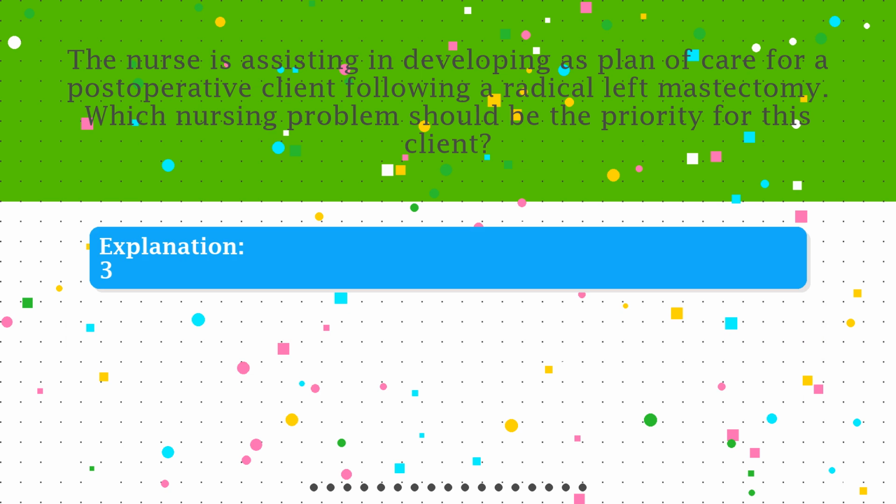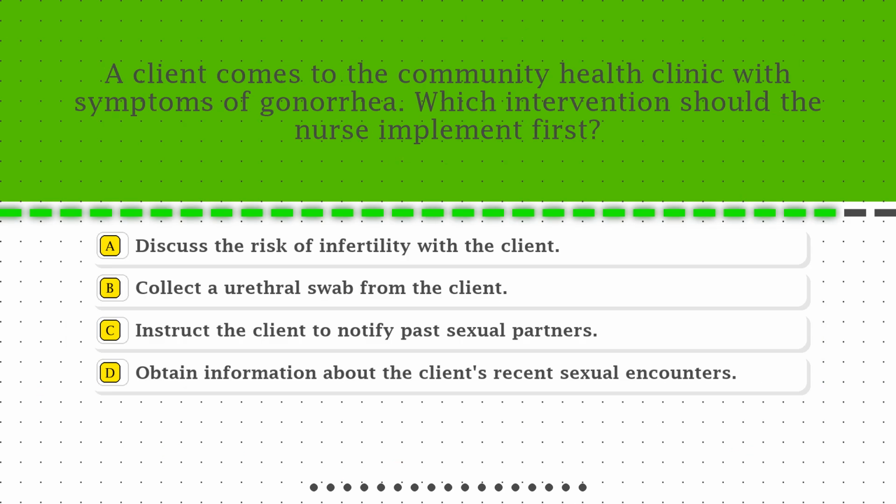Question 3. A client comes to the community health clinic with symptoms of gonorrhea. Which intervention should the nurse implement first? Option A. Discuss the risk of infertility with the client. Option B. Collect a urethral swab from the client. Option C. Instruct the client to notify past sexual partners. Option D. Obtain information about the client's recent sexual encounters.